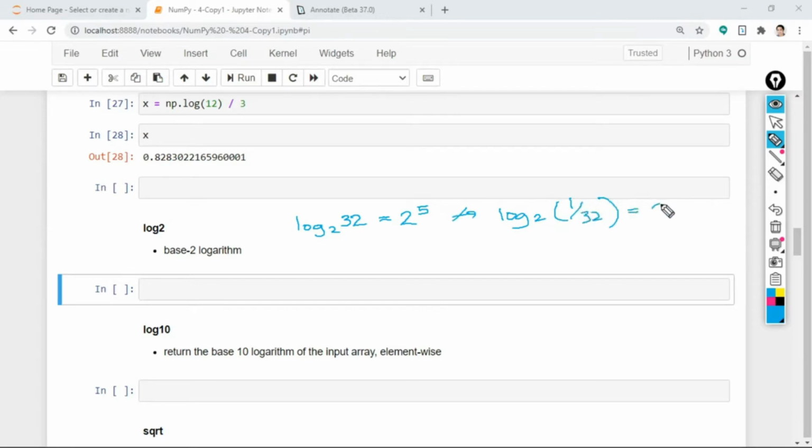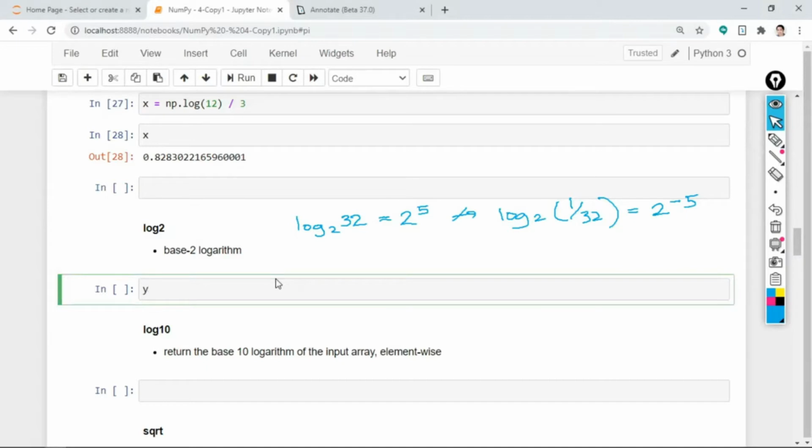1 and 32, so 2 raised to the negative 5 will result to 1 over 32. So remember, this one is 1 over 2 raised to the 5th. Okay, so to confirm that, let us execute some examples.